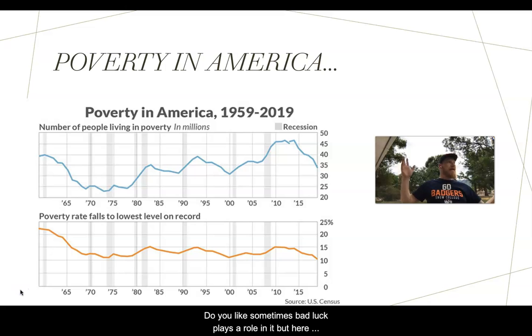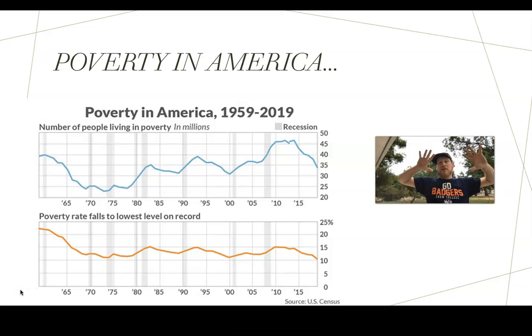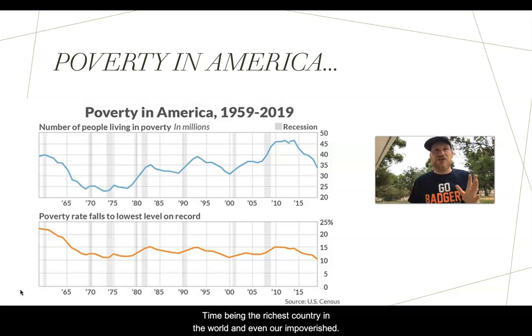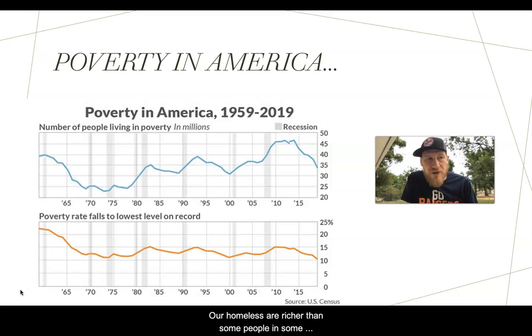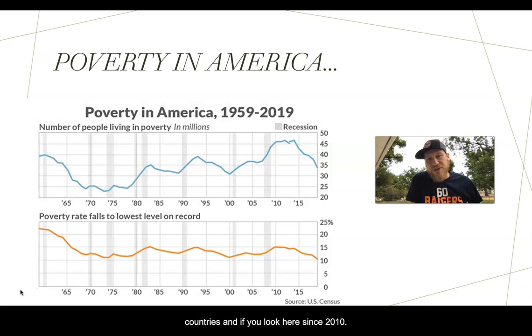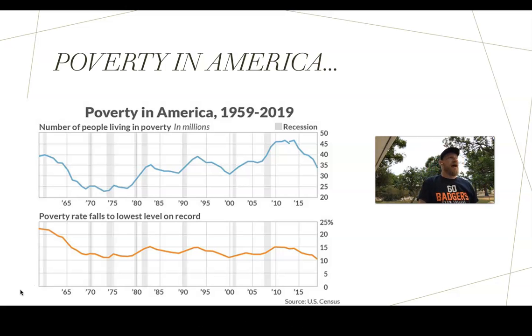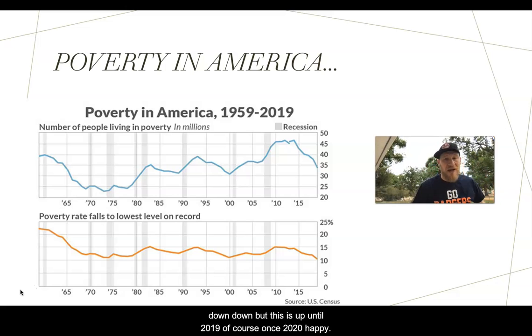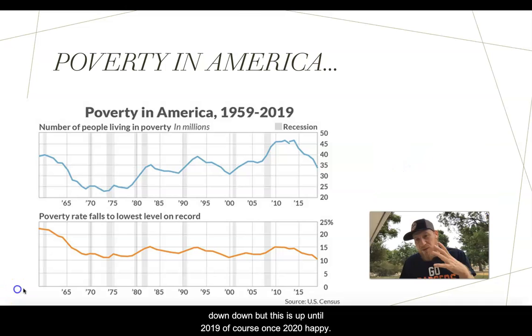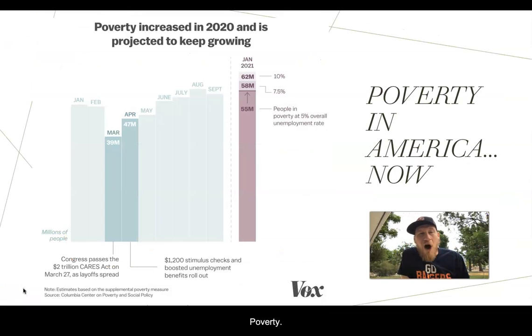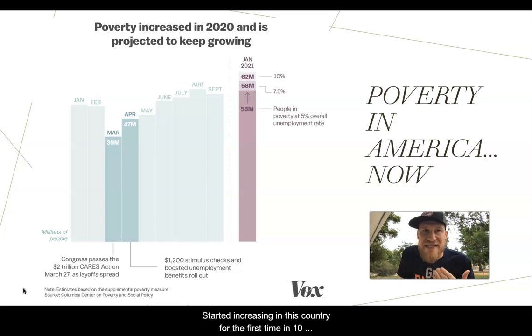But here in America, we are still, for the time being, the richest country in the world. And even our impoverished, our homeless, are richer than some people in some countries. And if you look here, since 2010, we have absolutely decimated poverty. We have brought poverty down. But this is up until 2019, of course. Once 2020 happened, poverty started increasing in this country for the first time in 10 years. And people only expect it to go higher.